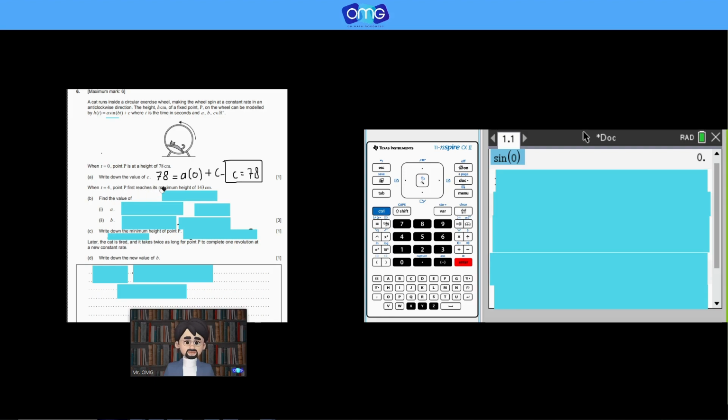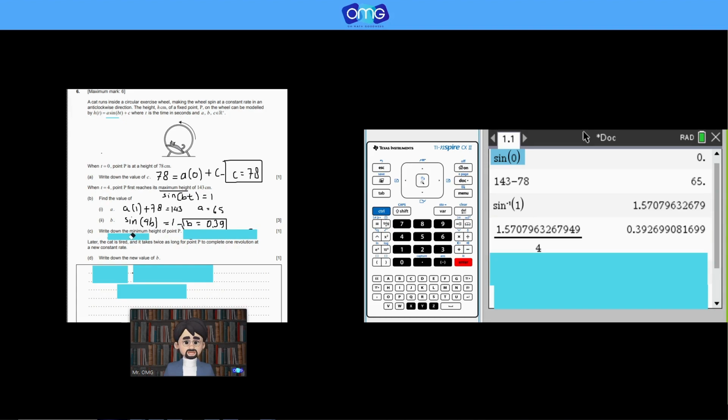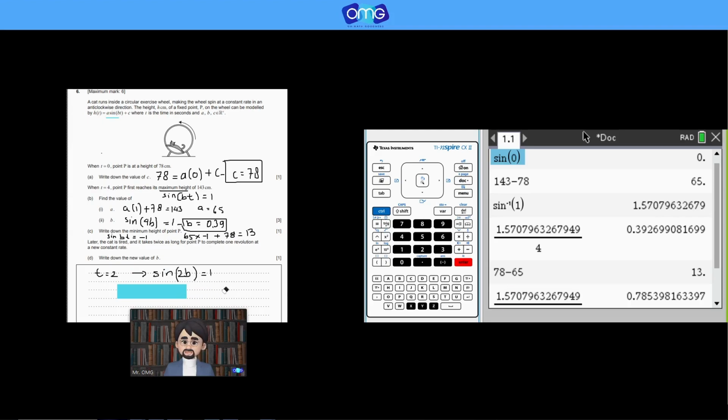It reaches its maximum height of 143 centimeters when t equals 4. Maximum height is when sin bt equals 1. So we substitute a times 1 equals 143, so we get a equals 65. Sin 4b equals 1, we substitute t equals 4, and that equals 0.39. The minimum height is when sin bt equals -1, so substituting 65, which is a, that's 713. Later the cat is tired, and when t equals 2, sin 2b equals 1. We use this equation for the maximum height, so we get b equals 0.79, and that's the answer.